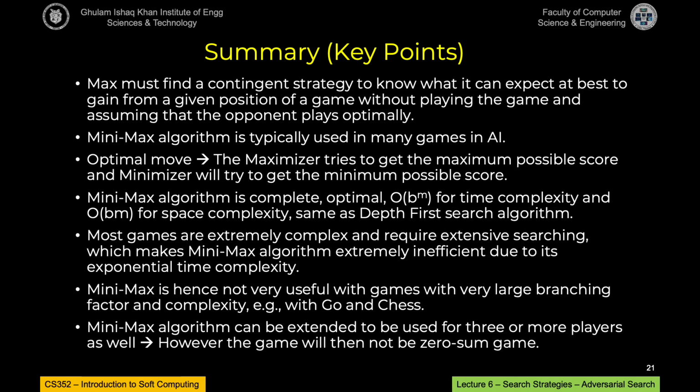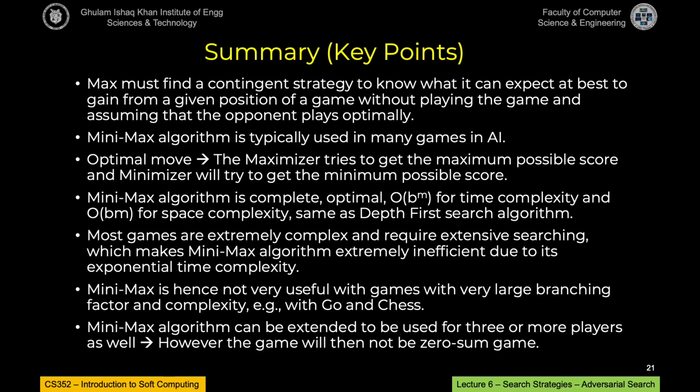Minimax is hence not very useful with games with very large branching factors and complexity. For example, the game of Go and the game of chess. Minimax algorithm is not very useful directly, although people still use it, but then they need to have very smart heuristics to estimate the goodness of a position. And maybe you just need to search maybe 12 plies or something, and then you need to come up with a possible heuristic value or a functional value or a fitness value, if you want to call it.